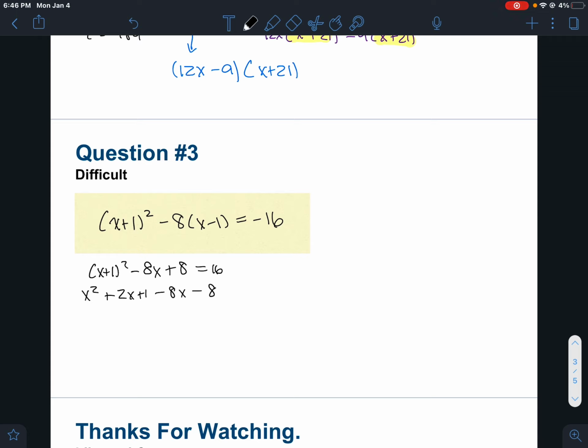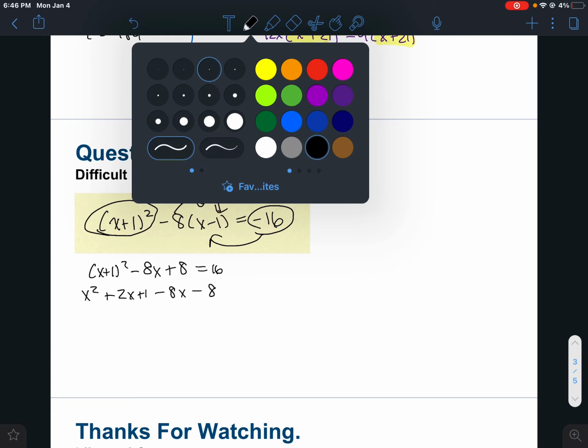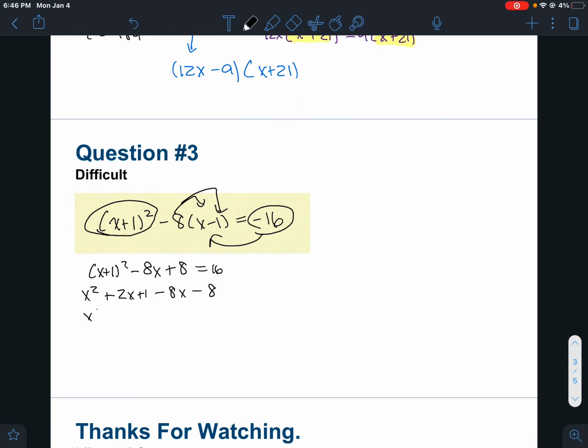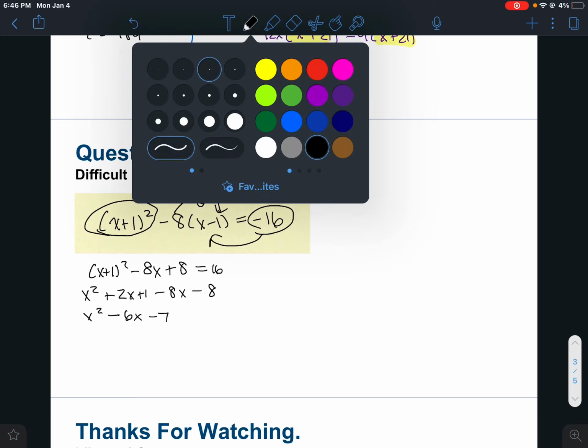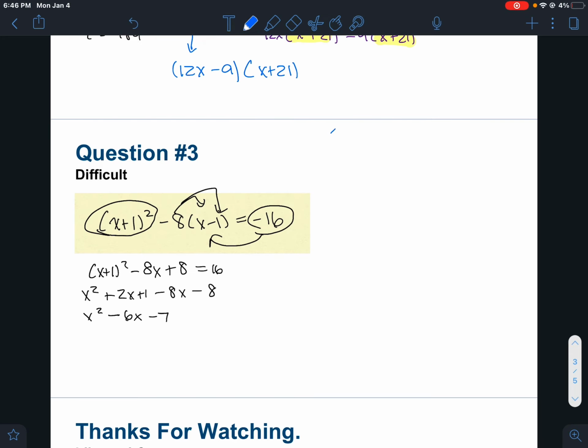and then, sorry guys, basically what I did was I took the negative 16 and put it on the other side, and then I factored this out, and then I also factored this out. I'll rewrite the steps once I'm done, but that should be x squared minus 6x minus 7. So let me write down these steps for those who could not keep along with that.